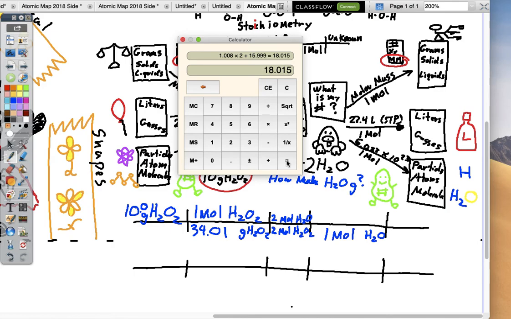18.015. Now, if you guys are just trying to keep up, as we do this more later, I'm going to have you do practice without writing it down. And if you have questions, ask a friend next to you, because some of you guys are writing these numbers down, but you have no idea where they're coming from. Okay, so this is 18.015 grams of what?